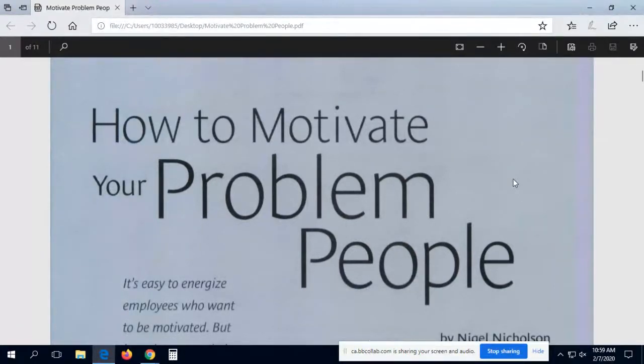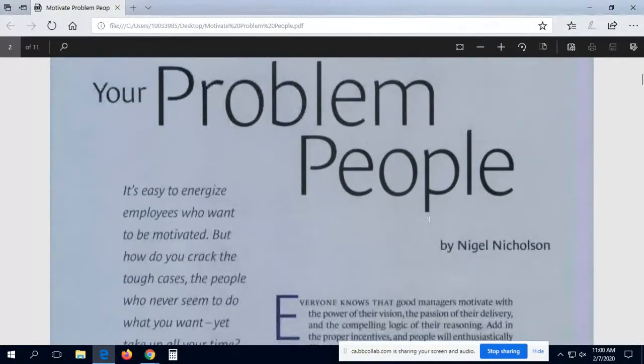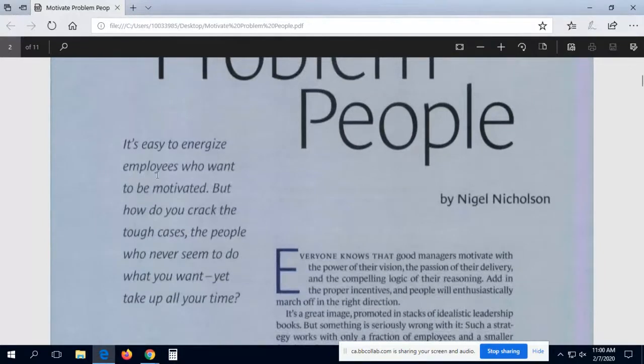This is about people who do not look motivated, and maybe deep down they just need a little push. But this one is talking about how to motivate the problem people, the ones who give you problems. It is easy to energize employees who want to be motivated, but how do you crack the tough cases, the people who never seem to do what you want yet take up all your time?